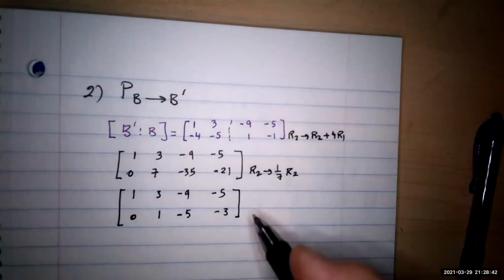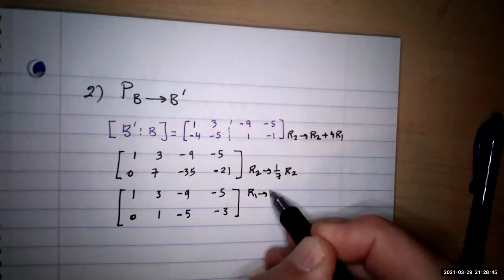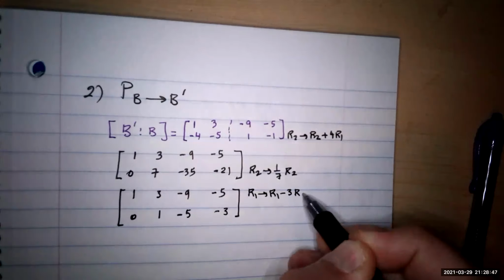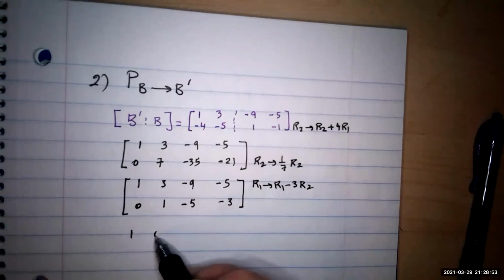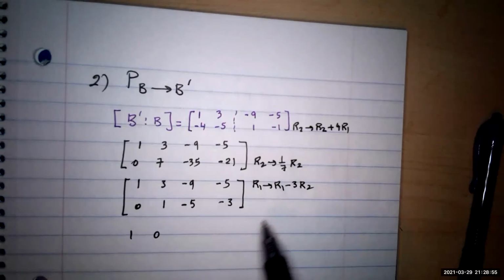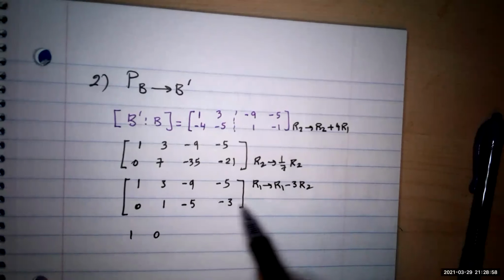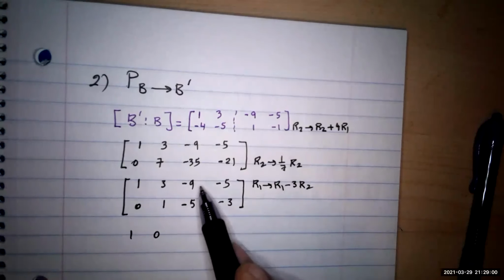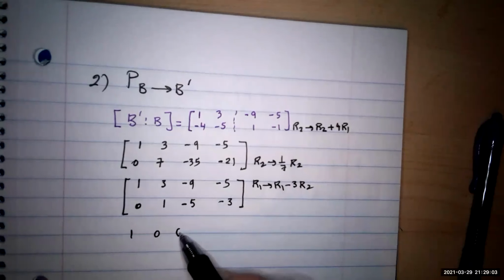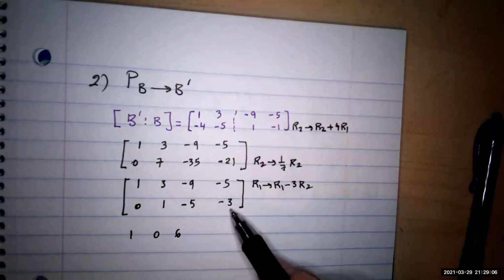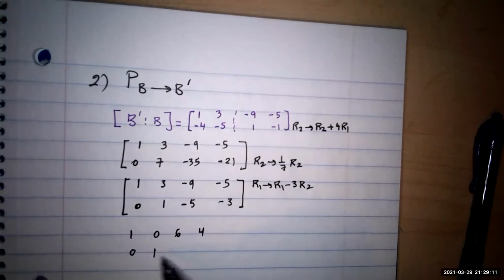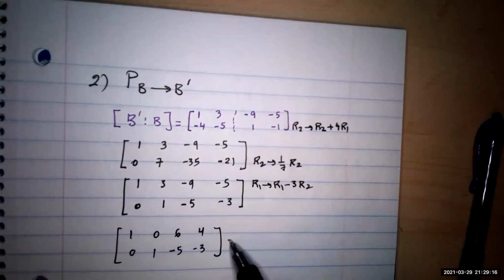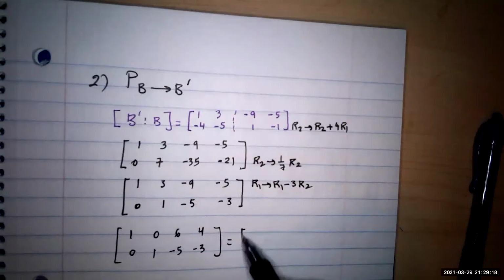And quickly you can change this one into the 0 by, this is R1, it's going to be R1 minus 3 R2. Okay, so you get the 0 quickly. So that gives you 1, 0. This 15 becomes 6, and this 9 becomes 4. And this is going to be 0, 1, -5, -3. So quickly you get the result that you are interested in.